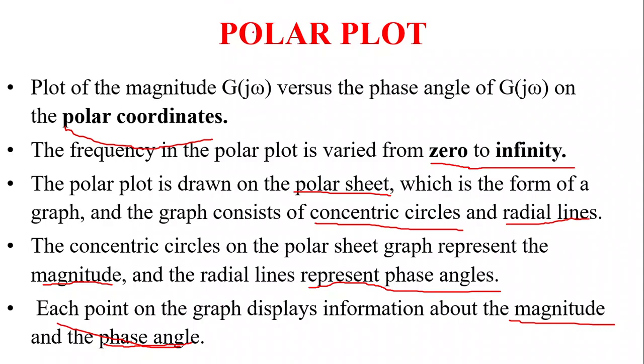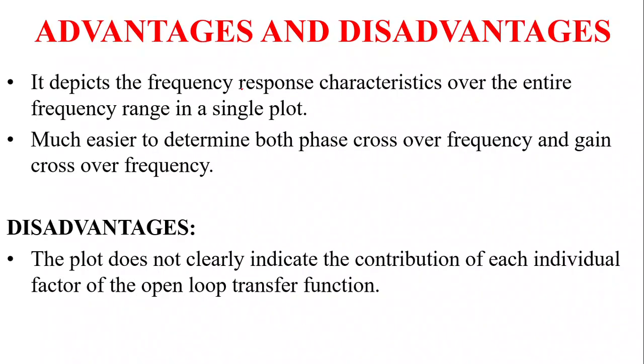At the start, a polar plot is drawn between magnitude and phase angle. That's why each point on the graph displays information about the magnitude and phase angle. So these are the introductions to the polar plot. An extension of the polar plot is the Nyquist plot. Then, why do we go for the polar plot? That is, what are its advantages and disadvantages?